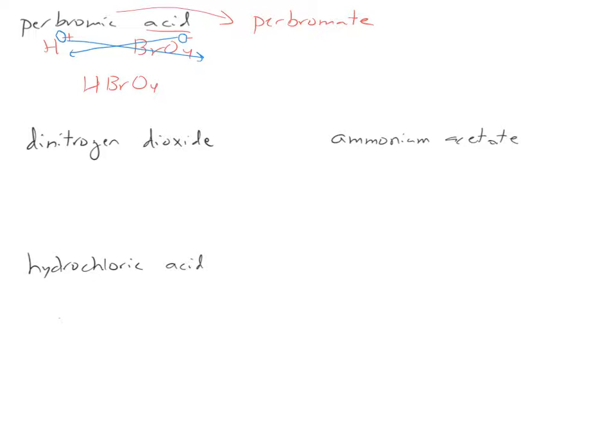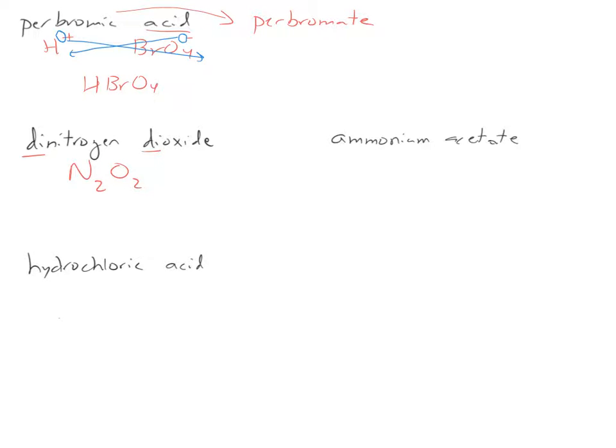Dinitrogen dioxide. Nitrogen, N. How many? Di, 2. Oxide, oxygen, O. How many? Di, 2. N2O2. This is nonmetal nitrogen with nonmetal oxygen. This is therefore covalent, therefore we do not reduce the subscripts.